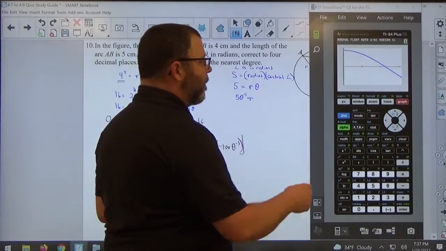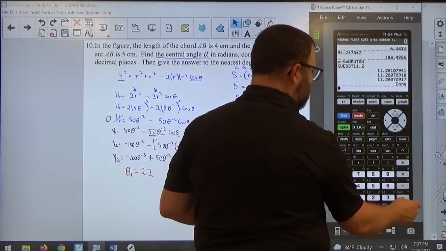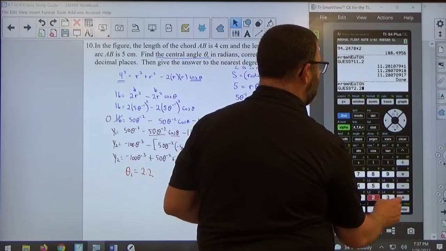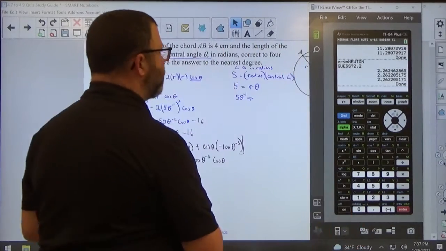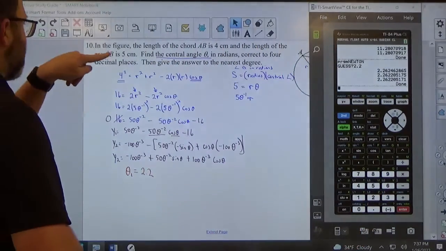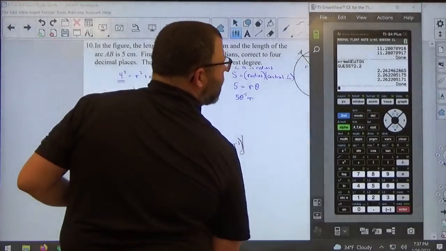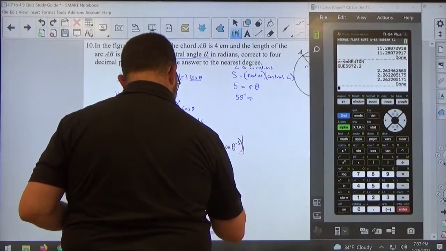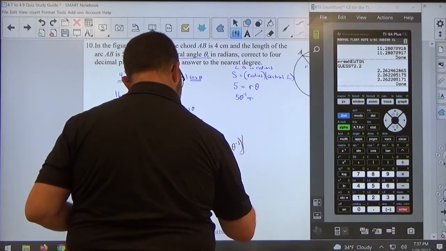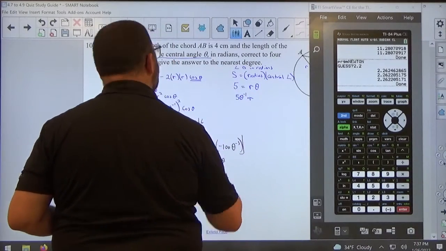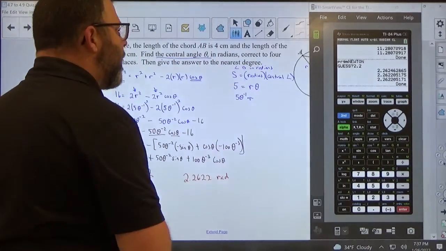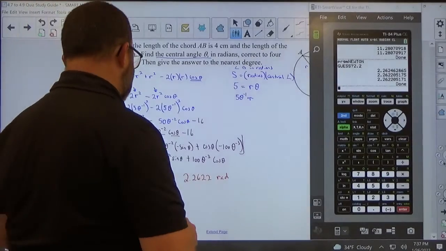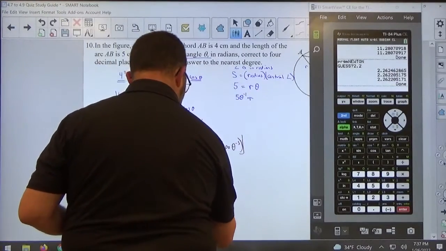And now that I have that information figured out, I'm going to go back to Newton's method, enter my guess of 2.2. You should find an answer near that. It says radians correct at 4 decimal places, so we have 2.2622 radians. And then it wants to change that into degrees. So that's the radian answer.